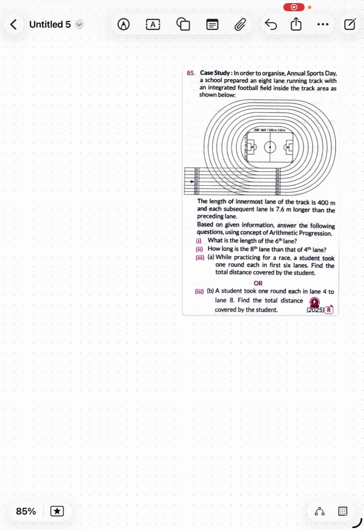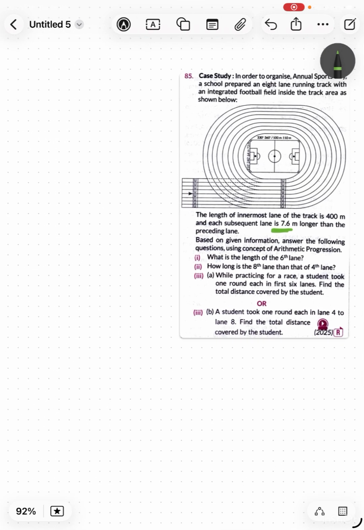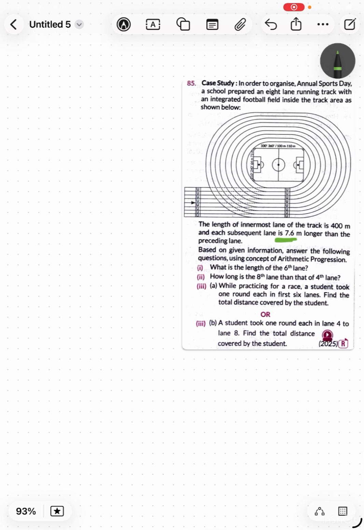In order to make this question a little bit tough, they have added decimals. They have given you the difference in decimal form. So the difference is 7.6. So just by reading the case study, what do we get? Here, A is 400 meters, D is 7.6 meters. And how many lanes are there? There are 8 lanes. N is 8.